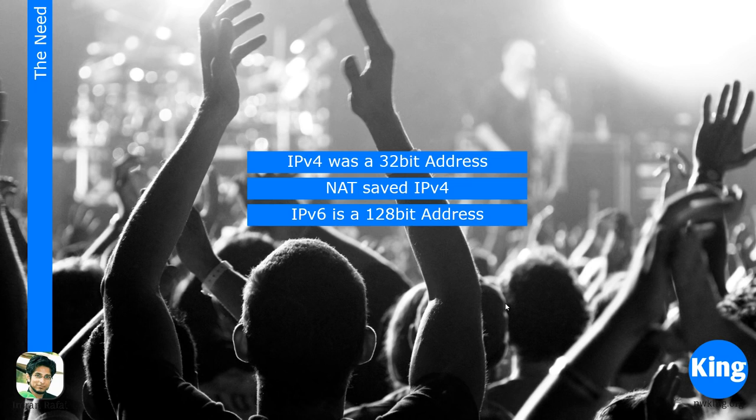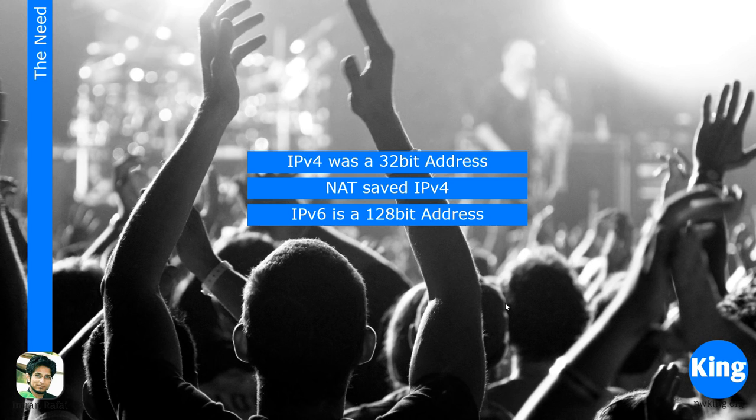So IPv6 is a 128-bit address space. Now if you look at the numbers, 32-bit to 128-bit, you would say that's 4 times. Well, if you know how powers of 2 work, 2 to the power 32, let's say is 4 billion, then 2 to the power 33 is double that number.